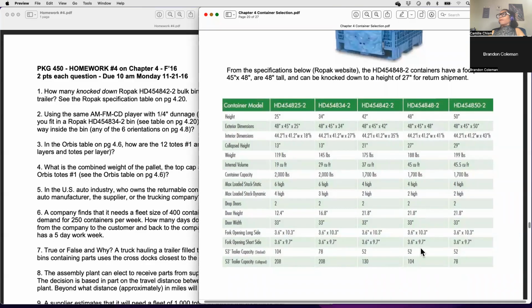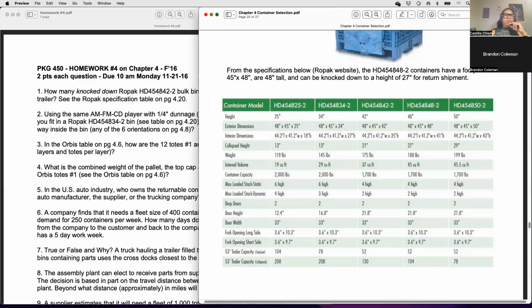You could see on here, you get 52 for these because they have that same 48, 45, and they're stacked too high. But if you collapse them, now it's 27 inches versus 48, and you get 104. So that's what this is. So you'll need that for the first question.